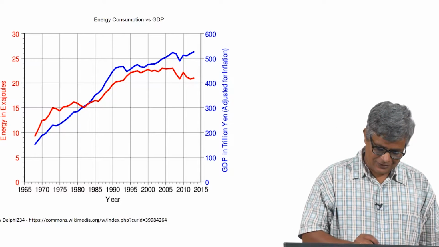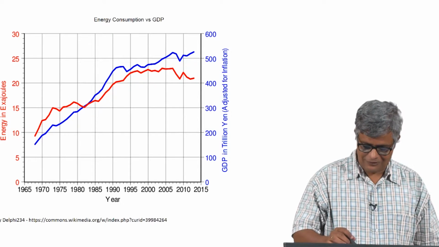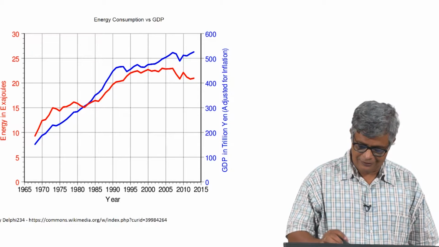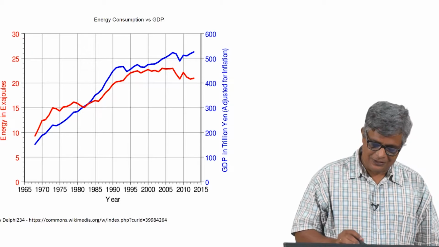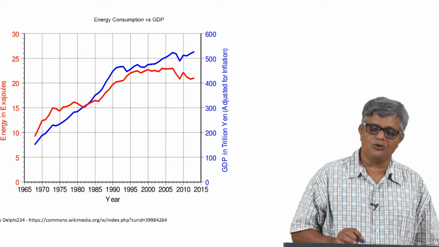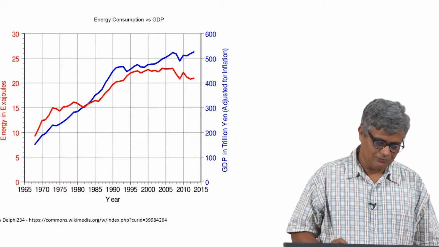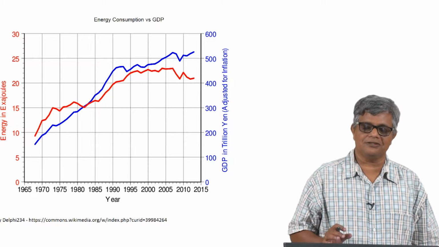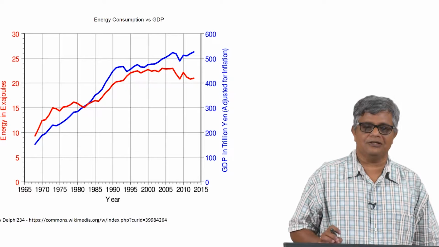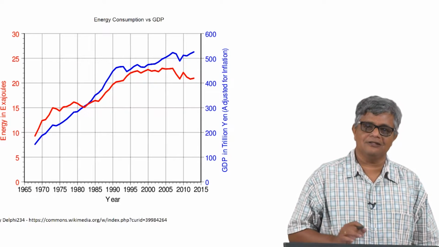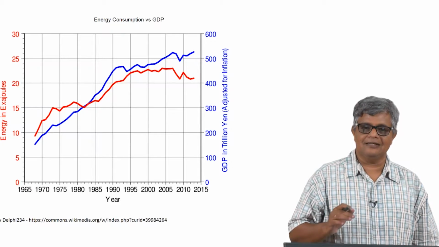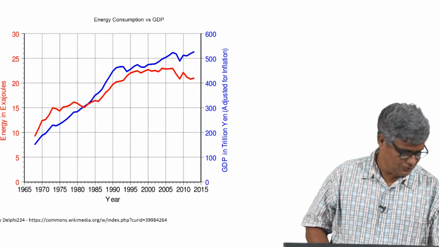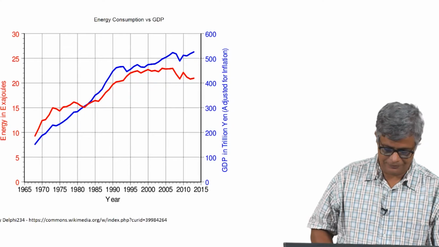So, over the 1960s all the way into the 1990s, 2000 and maybe even more, there has been a steady co-increase of both energy consumption and GDP. So there is a strong correlation between the GDP of a country and the energy that the people of that particular country consume for various purposes.